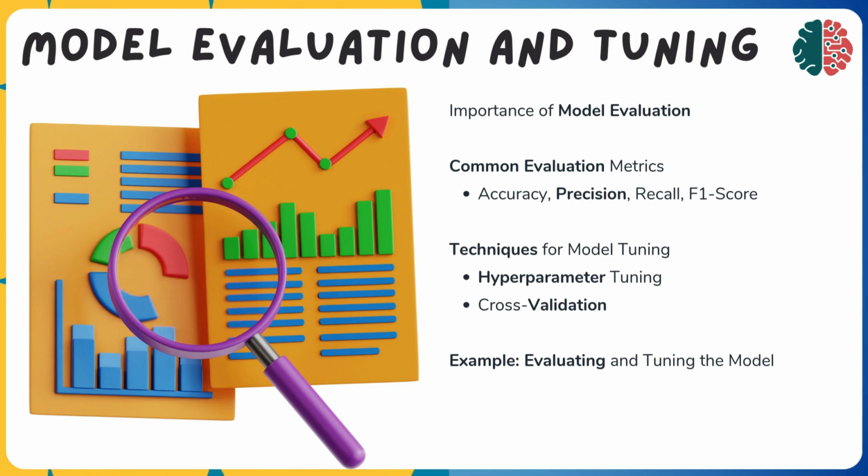Model tuning involves optimizing hyperparameters such as learning rate, number of layers, and number of neurons to enhance performance. Techniques like grid search, random search, and cross-validation are commonly used for hyperparameter tuning.